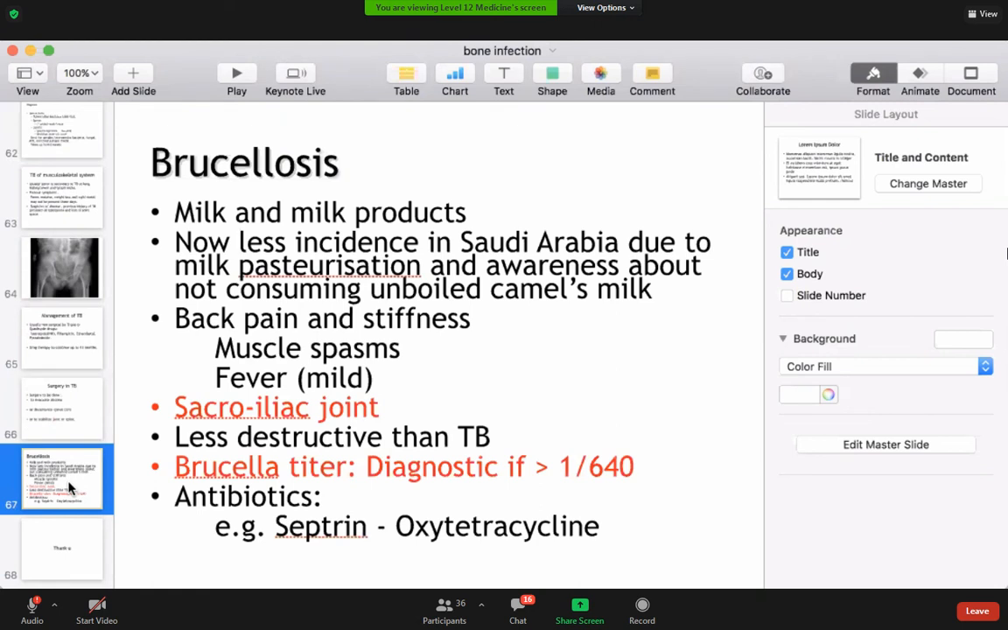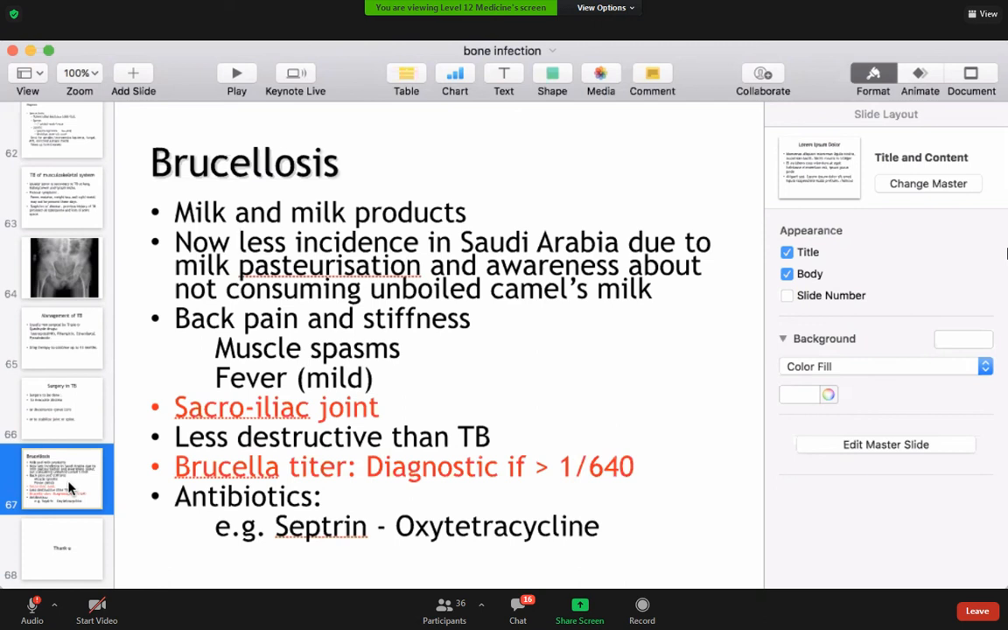Next pathology is brucellosis. Milk and milk products is a source. Now less incident in Saudi Arabia due to milk pasteurization and awareness about not consuming unboiled camel milk. Back pain and stiffness, muscle spasm, fever. Sacroiliac joint is the most commonly involved, less destructive than TB.